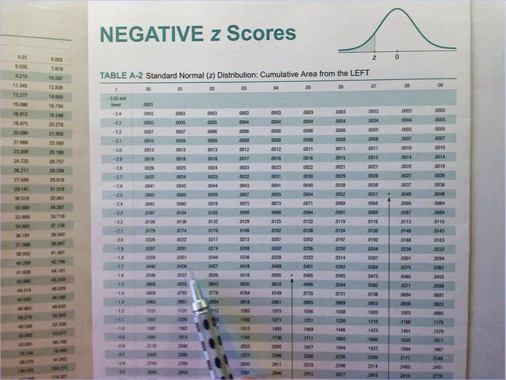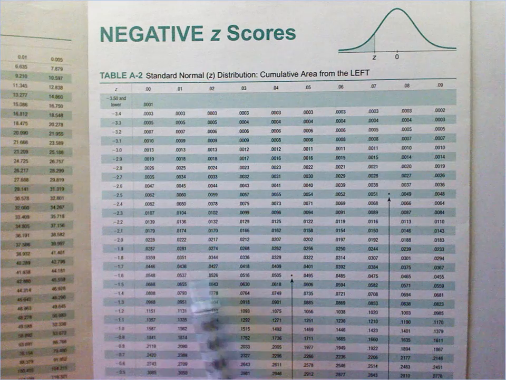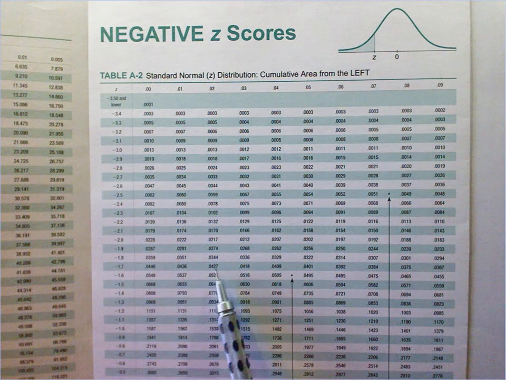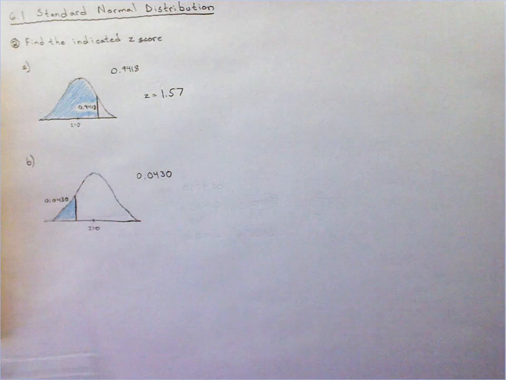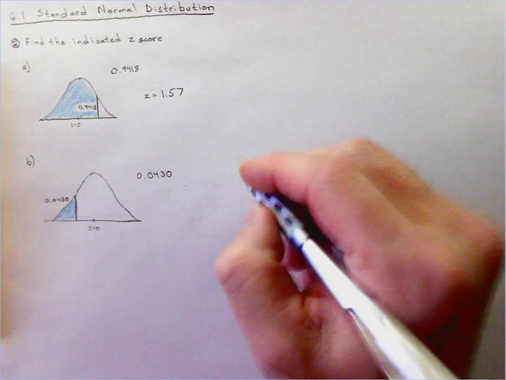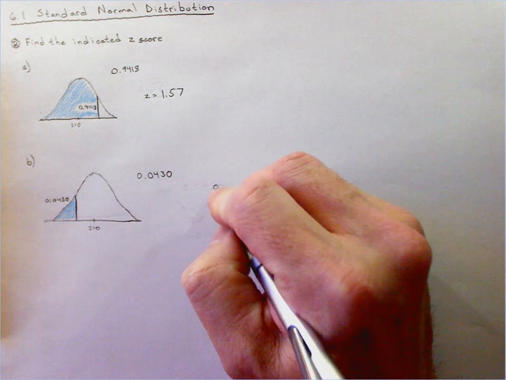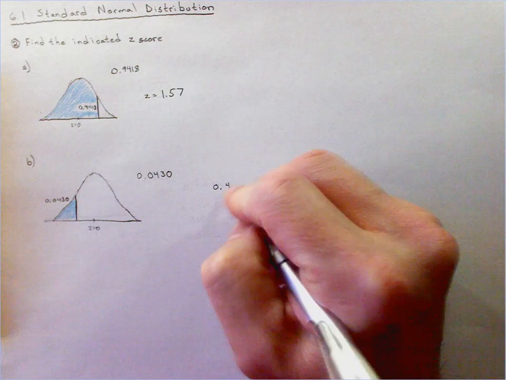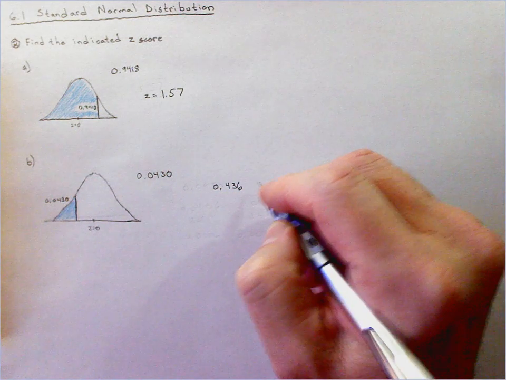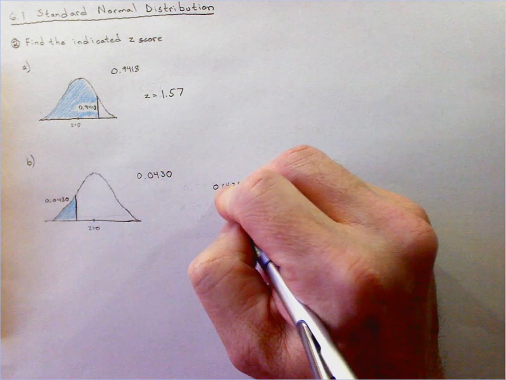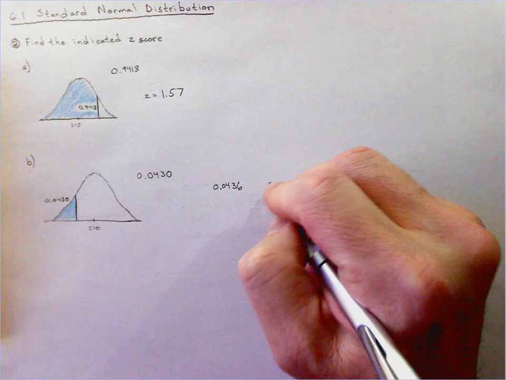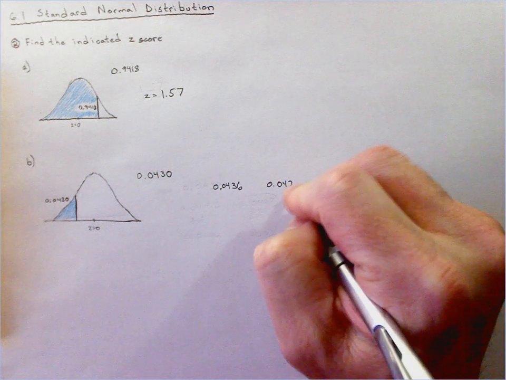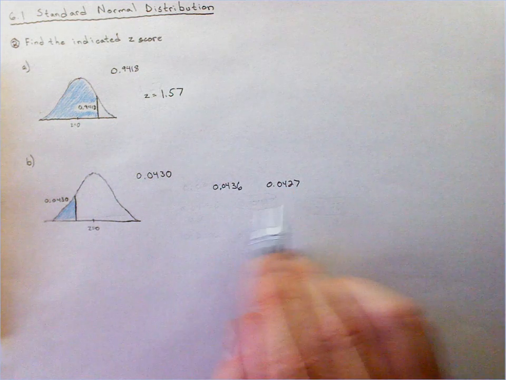This one isn't listed. There's 0.0436 and 0.0427. It falls in between these two. So this is what I have: 0.0436, and then 0.0427. I need to determine which is closer.